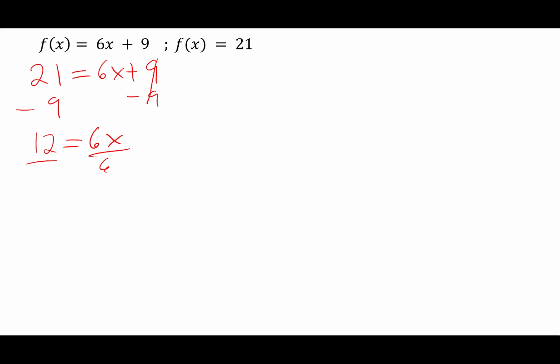Divide both sides by 6. 12 divided by 6 is 2. So we get our answer: x is equal to 2 when our f of x is equal to 21.